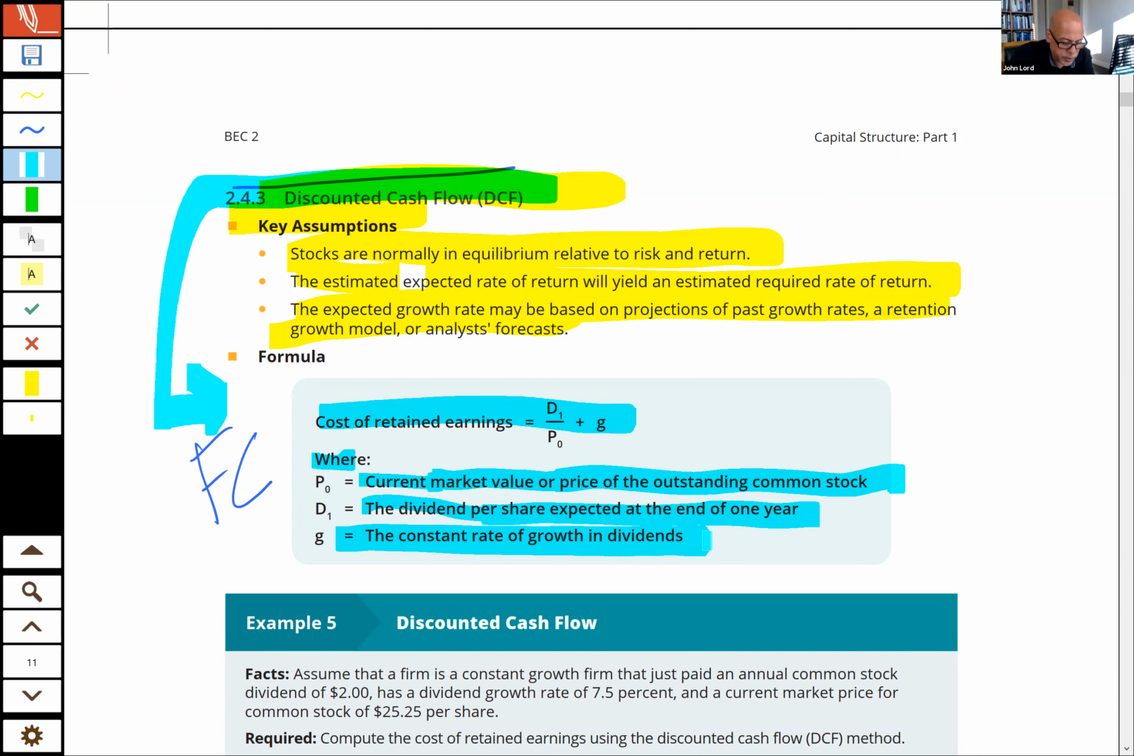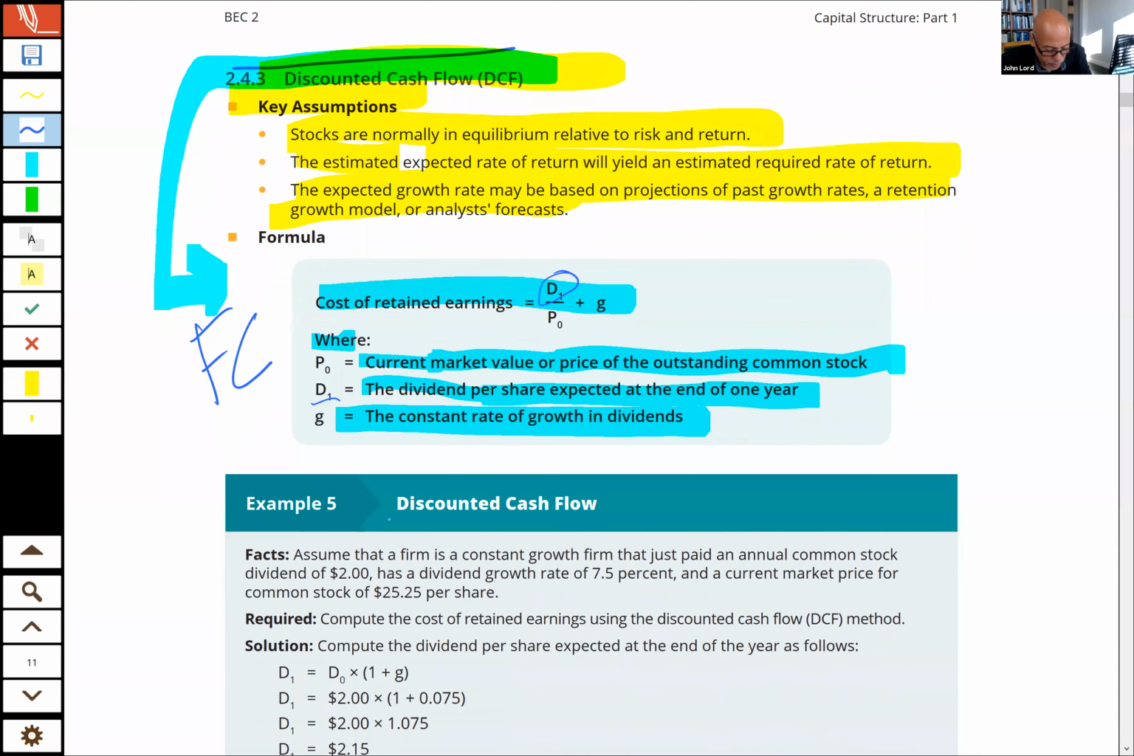Now, the one trick here is they give you the dividend, but to turn it into the D1, so they'll tell you the D naught essentially, and to turn it into the D1, you're going to have to apply the growth rate. You'll see how that works here in this example question.